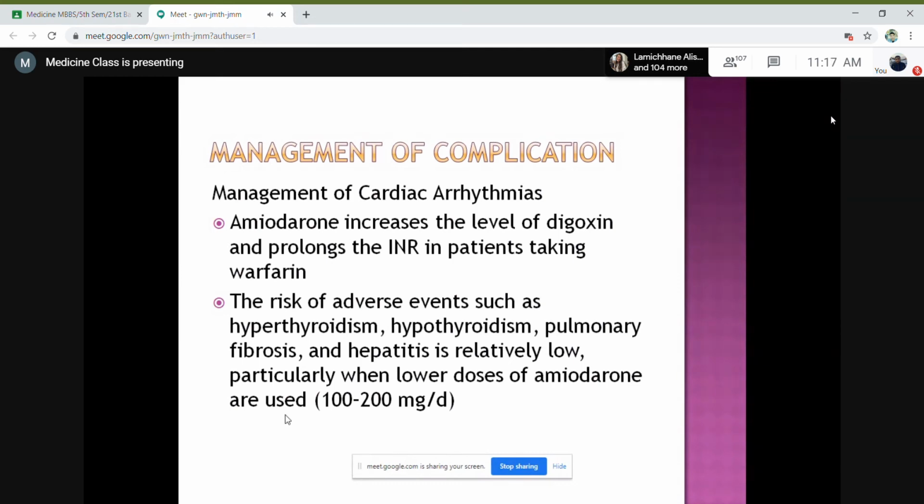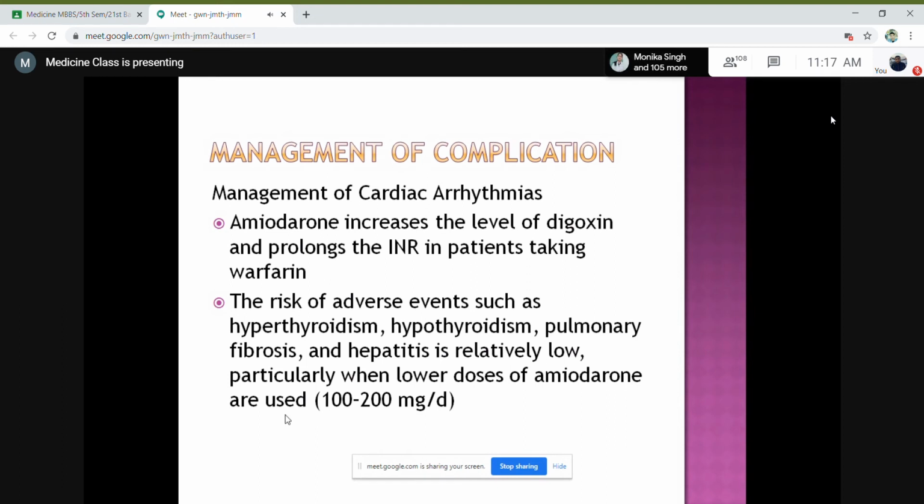So you have to be very careful whenever you are giving it along with digoxin, because amiodarone increases the level of digoxin, and you have to be very careful when you are giving it along with warfarin, because it prolongs the INR in these patients who are taking warfarin. Okay, so you have to be careful regarding the adverse drug reactions.